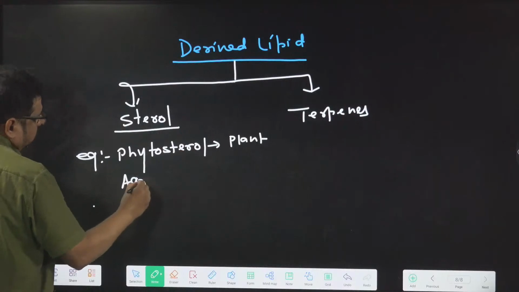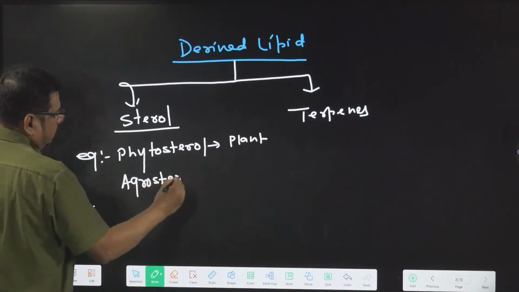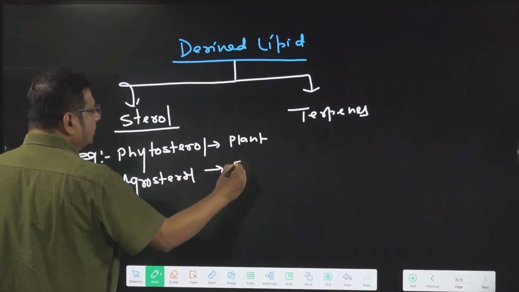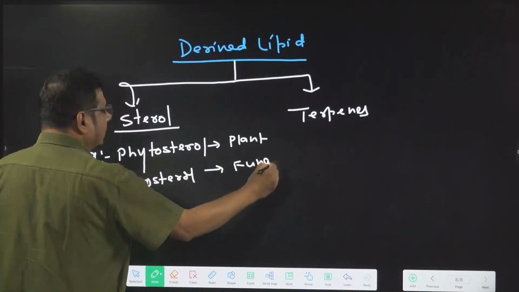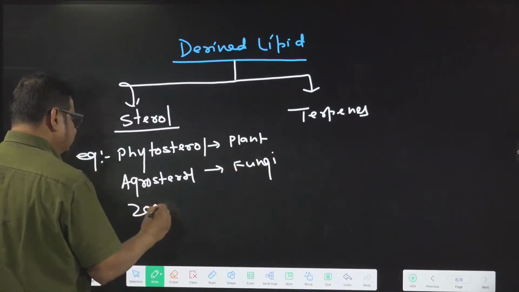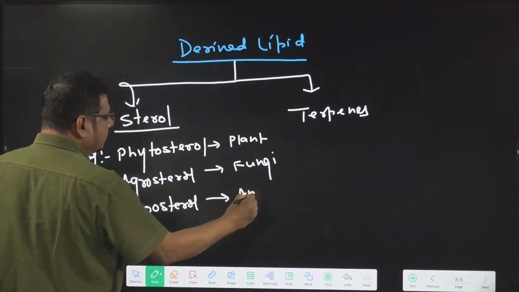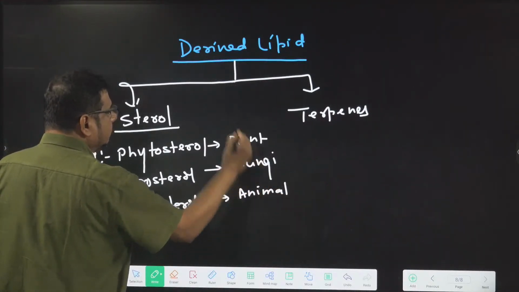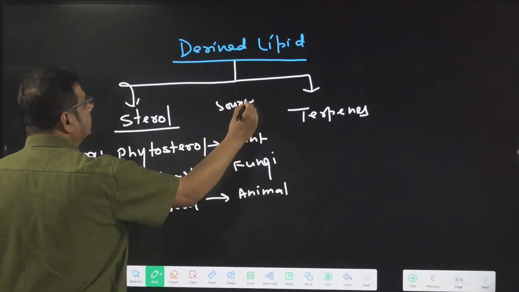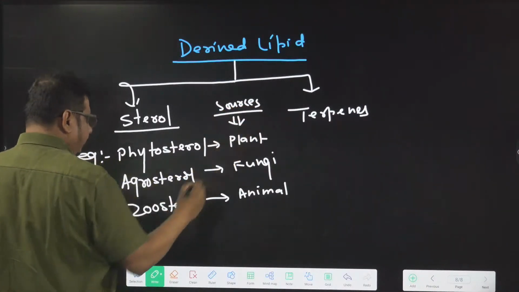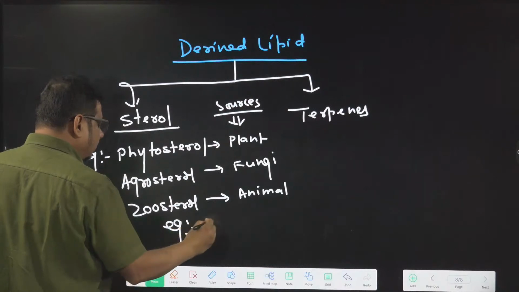Ergosterol. Source of ergosterol is which one? Fungi. Zoosterol. Source of zoosterol is animal. I am writing here sources. An example of zoosterol is what? Cholesterol.